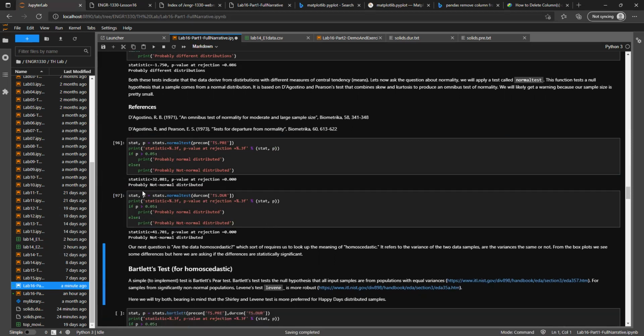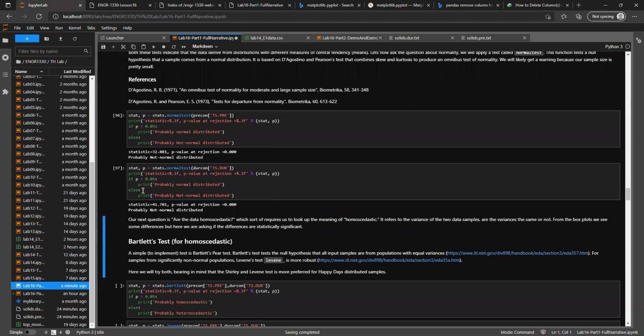Okay. The next question was, are the data homoscedastic? Which sort of requires us to look up the meaning of homoscedastic. It refers to the variance of the two data samples. Are the variances close enough? From box plots, we see some differences, but here we're asking if the differences are statistically significant. Now that's an important word, statistically significant.